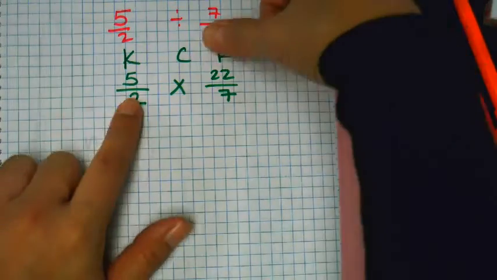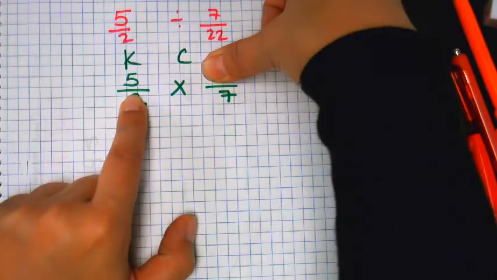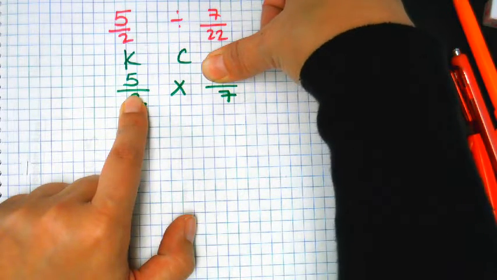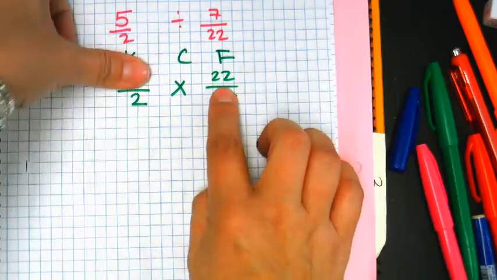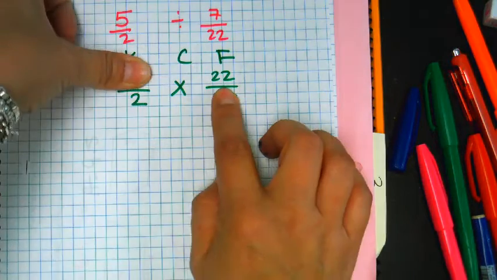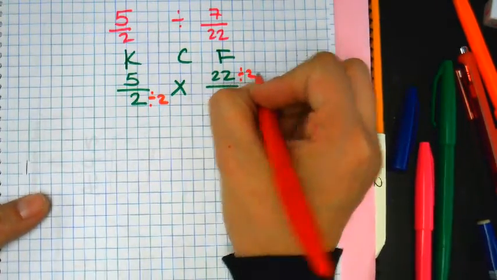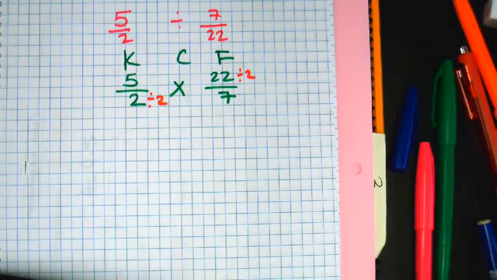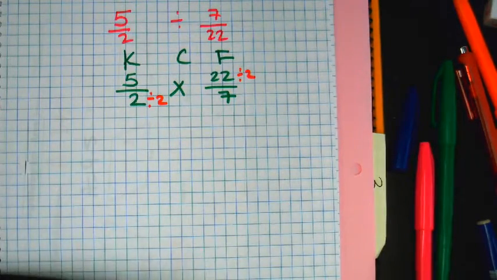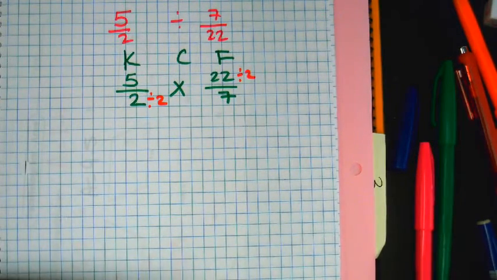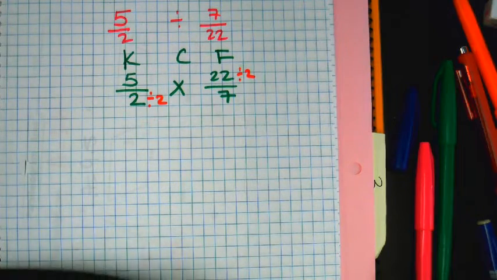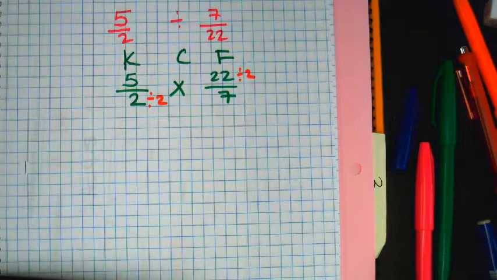So if I check this corner, 5 and 7, can I do anything with 5 and 7? No. Nope. 2 and 22. You just can't divide 5 and 7 by anything, you just deal with it. But for the most part, you're going to probably be able to do something with it. So let's do 2 divided by 2. 1.